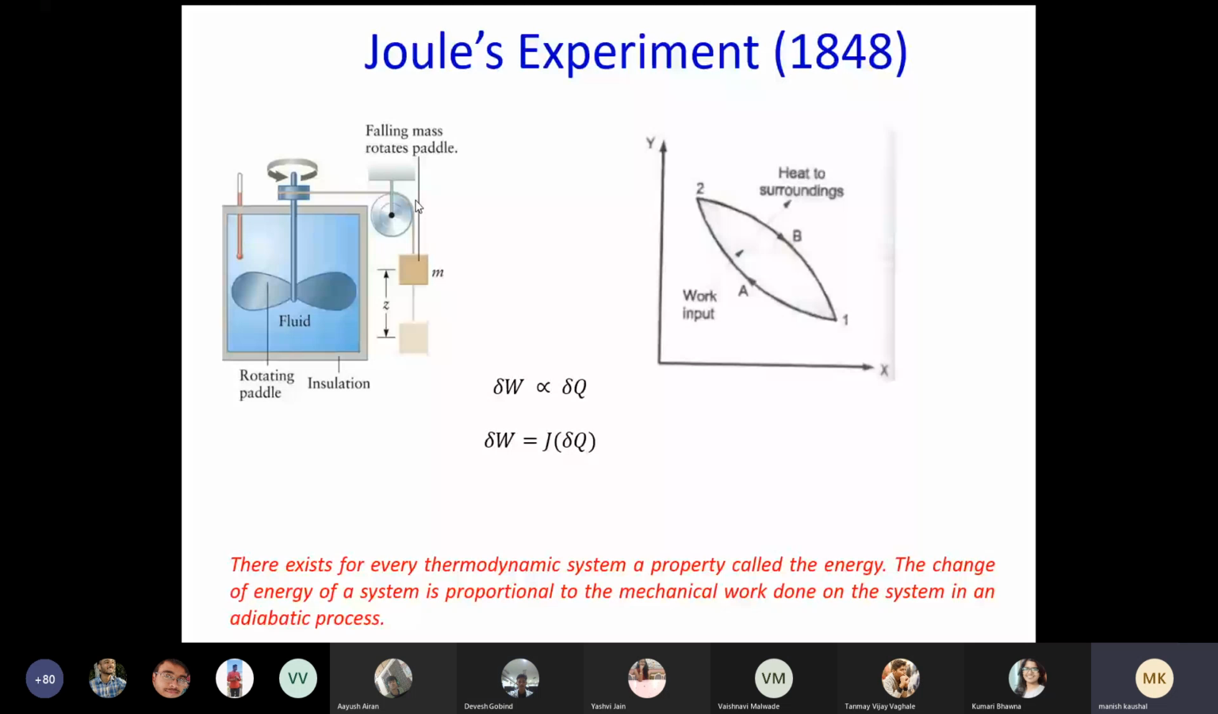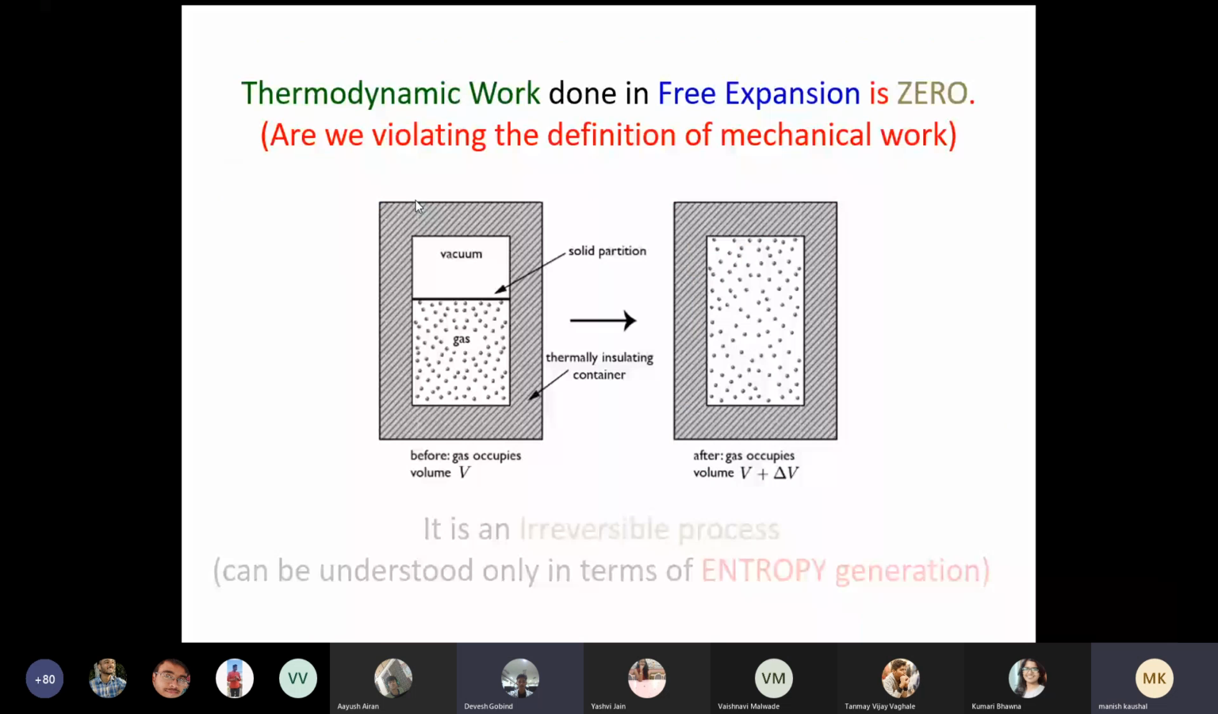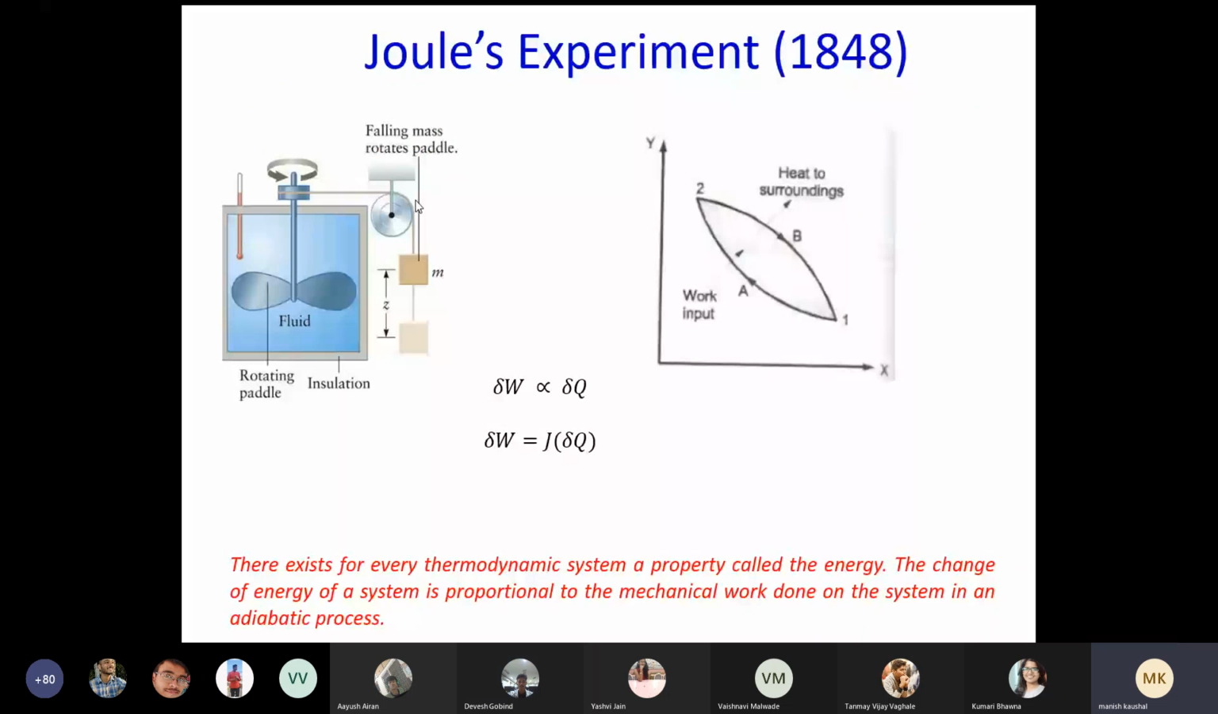Remember, this shaft is crossing the boundary, so this is shaft work. Work is fine, we all get convinced. Is there a temperature difference between the fluid and the rotating shaft? I don't think that is correct. Why would this mechanical stirrer have a higher temperature than the fluid? That's what we discussed: we are creating heat at the expense of work. There is no temperature difference. You need a temperature difference to define heat across the system boundary, but that doesn't mean that in order to create heat you need a temperature difference.